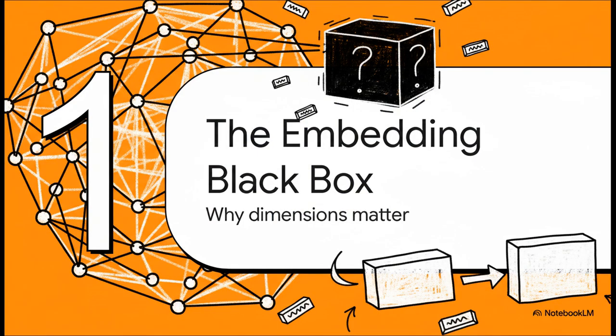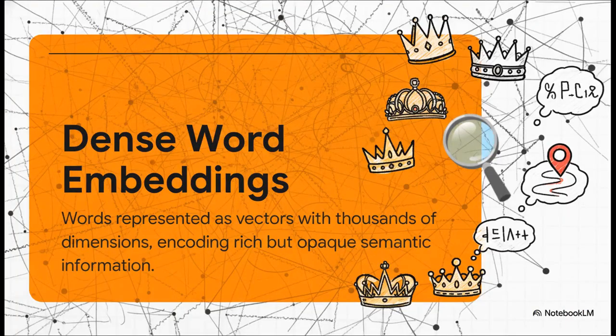So, to answer that big question, we first have to tackle the core challenge here, what I like to call the embedding black box. These crazy high-dimensional vectors are the absolute foundation of how models understand language. They're everything. But they are also famously, notoriously difficult for us humans to interpret. So what are we even talking about with dense word embeddings?